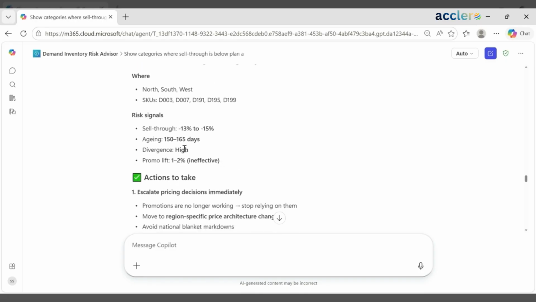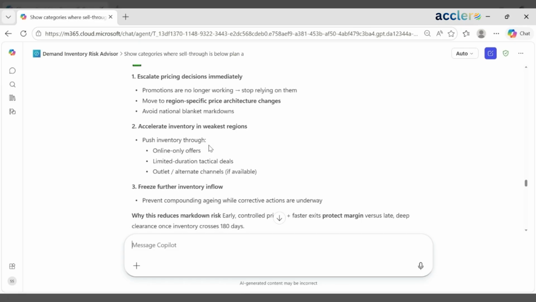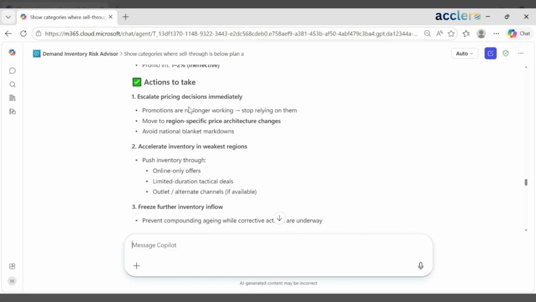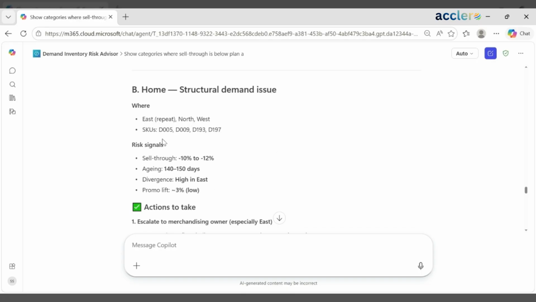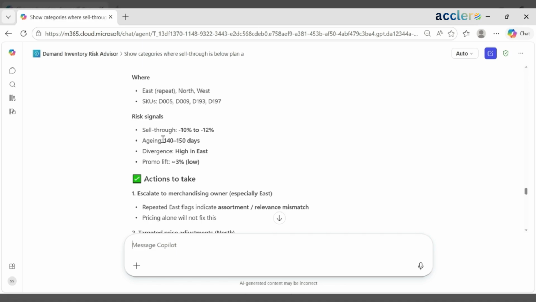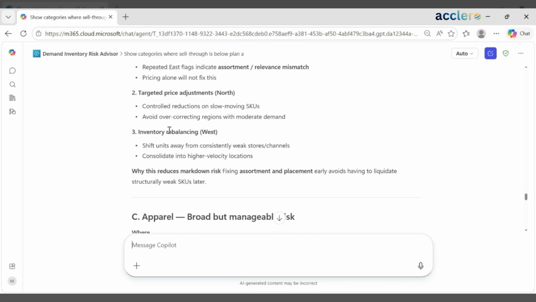So it has the high risk signals like sell-through up to minus 15, the aging gap is 165 days, and it has the high divergence. So these are some actions like to escalate the pricing decisions and accelerate the inventory. Similarly for home, it has the high risk signals like sell-through up to minus 12, aging gap up to 150, and it has the high divergence in the east. So the action for these are escalate to the merchandising owner, then targeted price adjustment and inventory rebalancing.